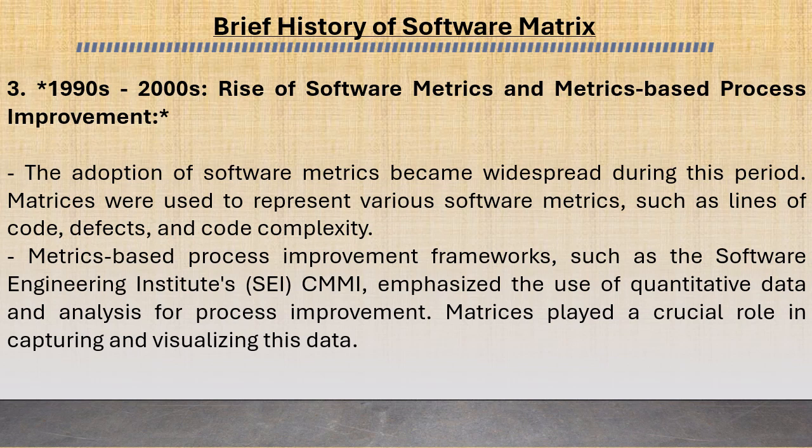So during this period, the adoption of software metrics became widespread, with matrices being used to represent various metrics such as lines of code, defects, and code complexity. This shift towards metric-based process improvement was further emphasized by frameworks like SEI's CMMI, which relied on quantitative data. When we say quantitative data, it is numerical data that can be measured and expressed in terms of quantity or amount. So matrices played a crucial role in capturing and visualizing this data. This will allow software engineers to identify areas for improvement and implement more effective software development practices.